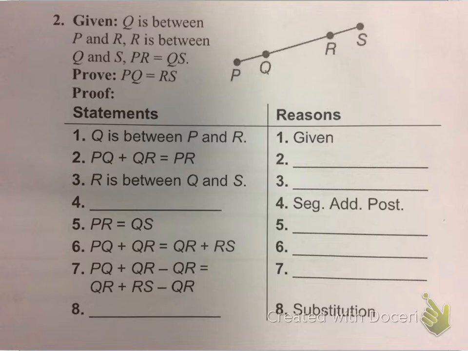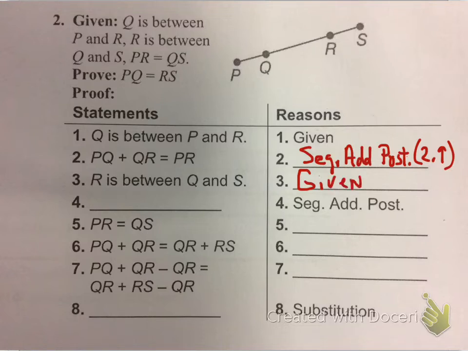Notice here, Q is between P and R. That's given. Then the second statement, PQ plus QR is equal to PR. Well, how can I say that? We have the segment addition postulate, which is Postulate 2.9, and then we can go from there. Then it says R is between Q and S, which is another one of the givens, so we'll put given. Same thing as number 2, but this time QR plus RS is equal to QS. That's by, again, the segment addition postulate.